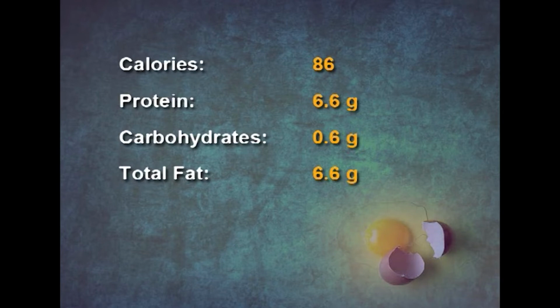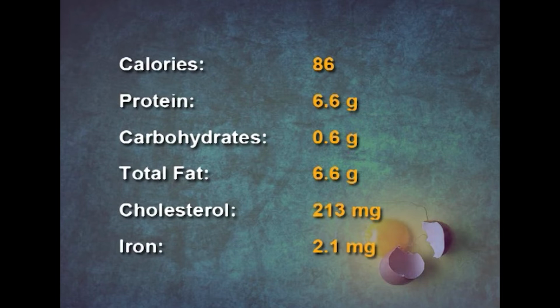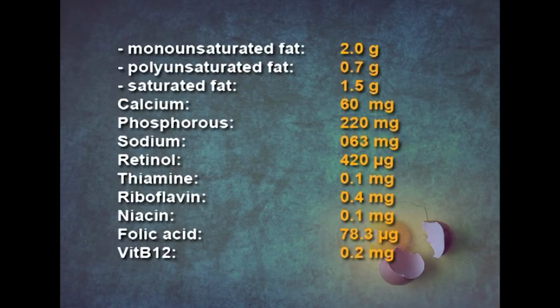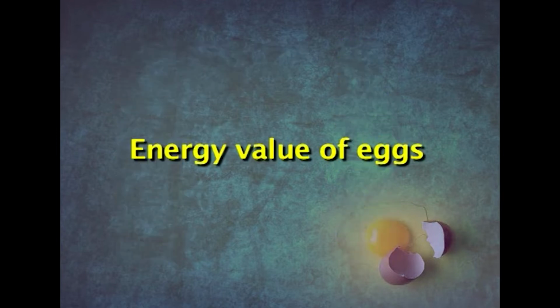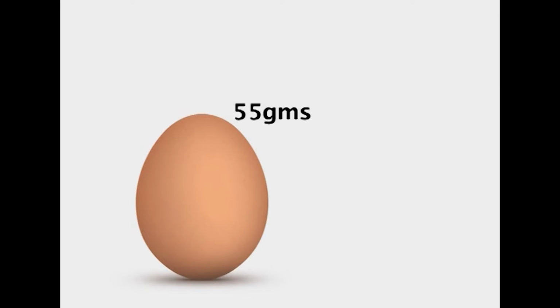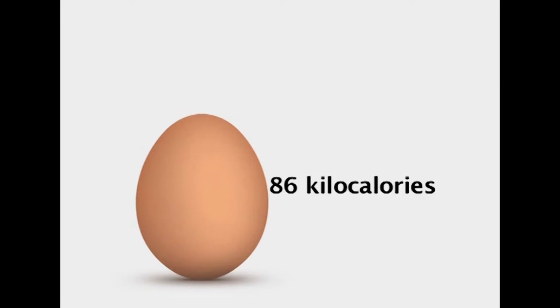But one important detail which all of you must know is the cholesterol content of egg, and this cholesterol content is about 213 milligrams. Now, iron is also to a good amount, to an extent of 2.1 milligrams, and you can just see the composition of other vitamins and minerals. Now, let us look at the energy value of eggs. One medium egg, which is about 55 grams, has an energy value of 86 calories, as I have already said.